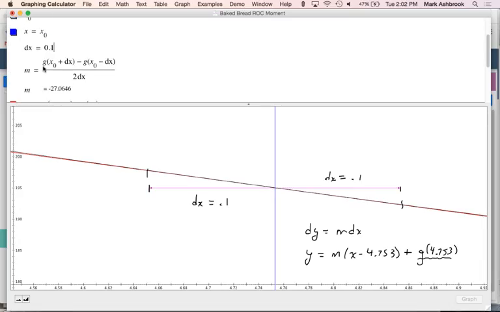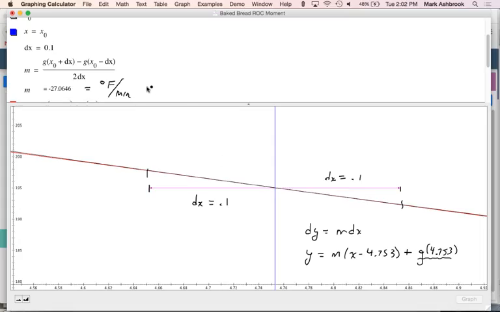So up here that's calculating, it's taking what? It's taking y final, g of x naught plus dx, which is the y final here, minus y initial, which will be the y here, over 2 dx. So it's change in y over the change in x. And we see it's negative 27. Negative 27, and what are the units on that? Degrees Fahrenheit per minute.